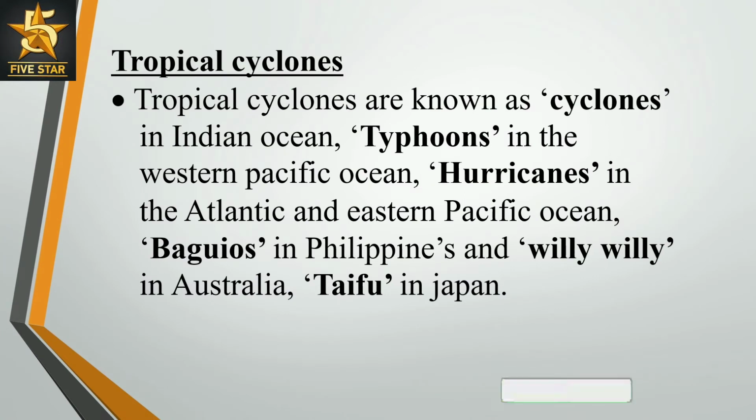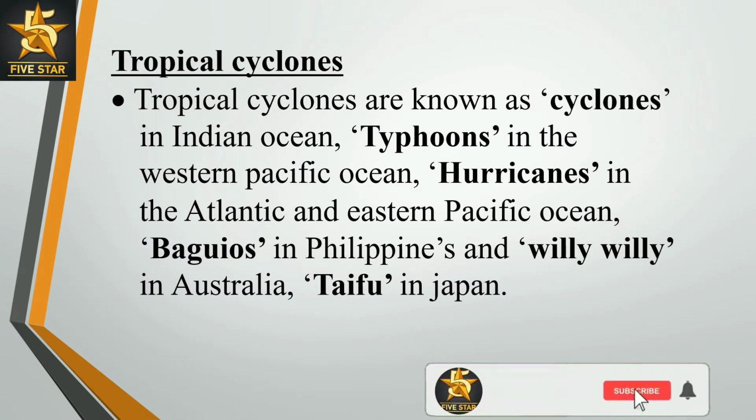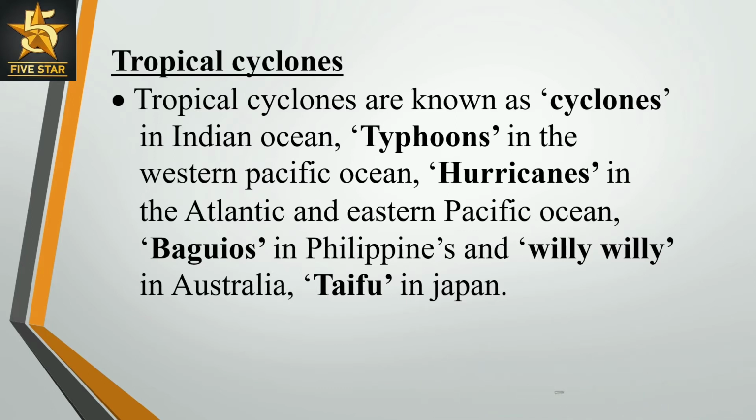Tropical cyclones. Tropical cyclones are known as cyclones in the Indian Ocean, typhoons in the Western Pacific Ocean, hurricanes in the Atlantic and Eastern Pacific Ocean, baguios in the Philippines and Willy-willy in Australia, typhoon in Japan.